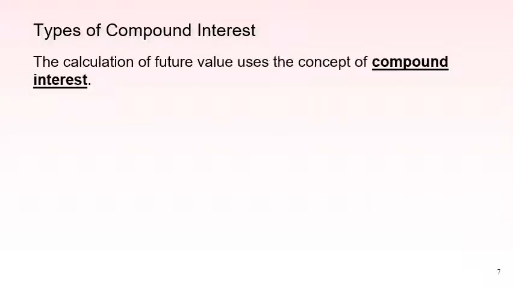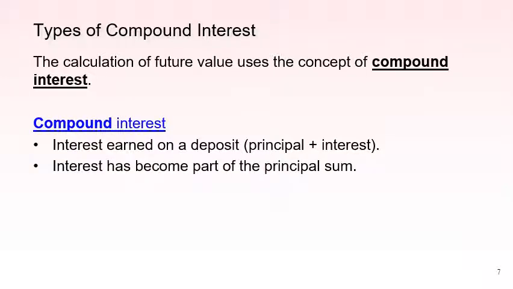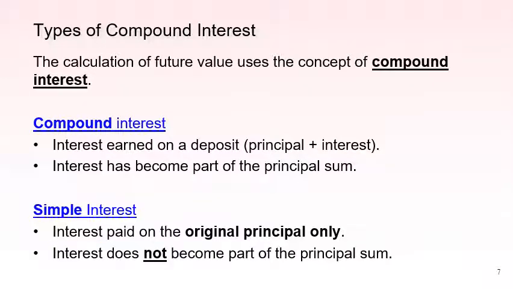Types of compound interest. The calculation of future value uses the concept of compound interest. Compound interest is interest earned on the deposit. Basically, it's principal plus interest. Interest has become part of the principal sum. For simple interest, the interest is paid on the original principal only. Interest does not become part of the principal sum.